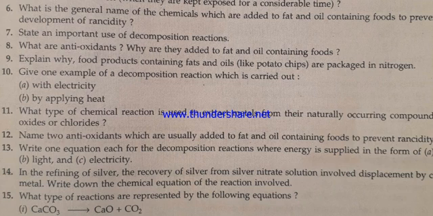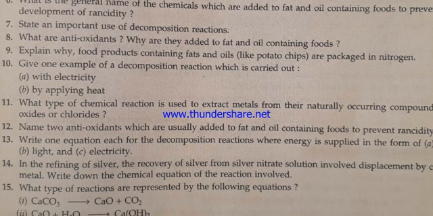Electricity, that is the electrolysis of molten NaCl. In refining of silver or recovery of silver from silver nitrate, a displacement reaction occurs by copper metal. Then the answer is AgNO3 plus Cu will form Cu(NO3)2 plus Ag.